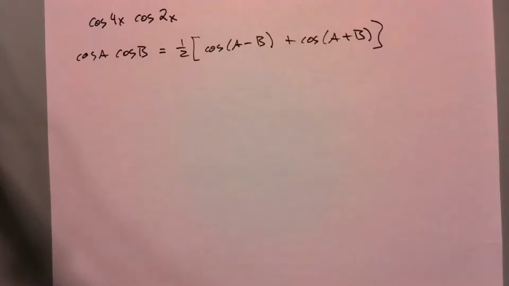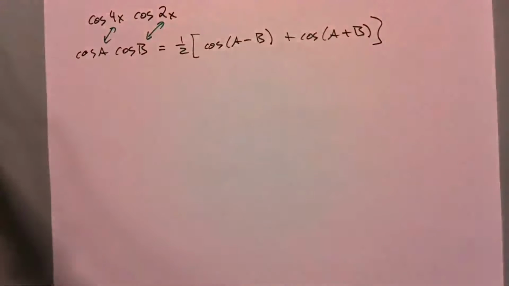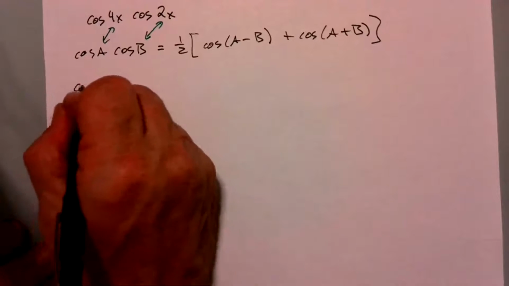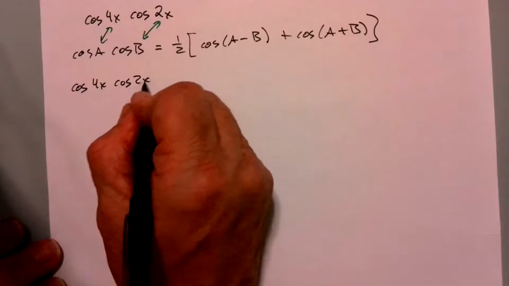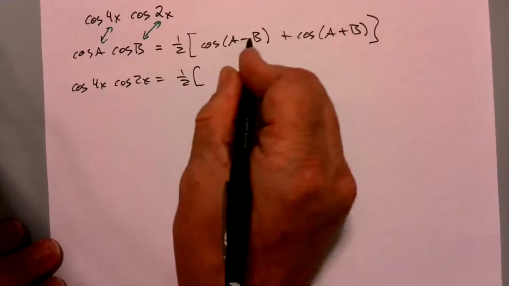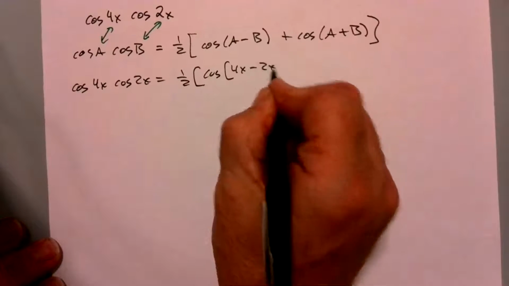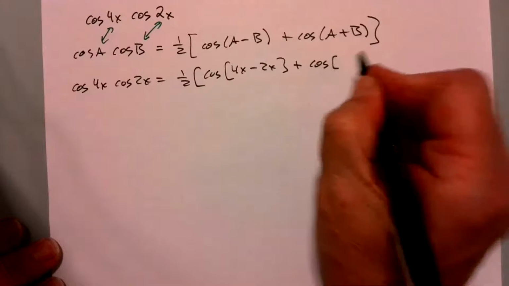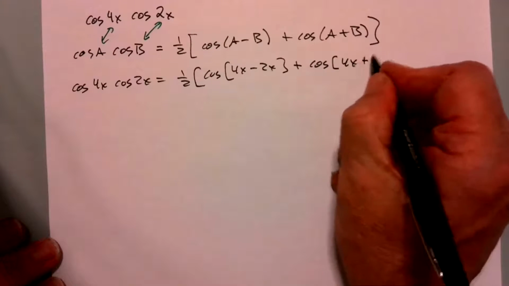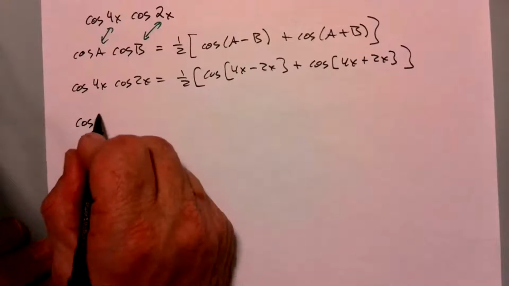So now what do we have here? We have A is 4x, and we have B is 2x. So wherever I see an A, I'm going to write 4x. Wherever I see a B, I'm going to write 2x. So I have cos of A, cos 4x, cos of B, cos of 2x, is 1/2 cos of A minus B, cosine of 4x minus 2x, plus cos of A plus B, cosine 4x plus 2x.